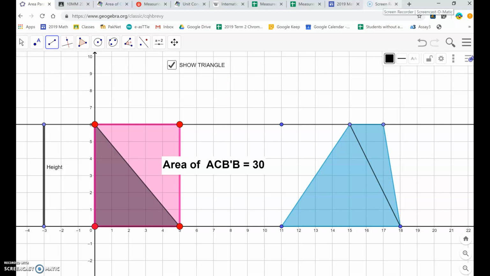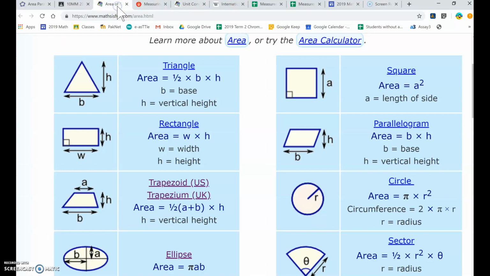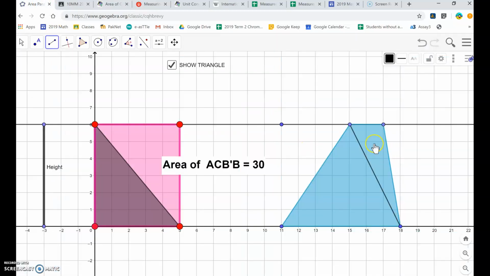So if I go to my formula for the area of a trapezium, you can see half a plus b times height. What we've actually got is two triangles. So if that was a, we've got base times this height over here, and halve it because it's only half of the parallelogram. And then for this one, we go half this base times that same height.